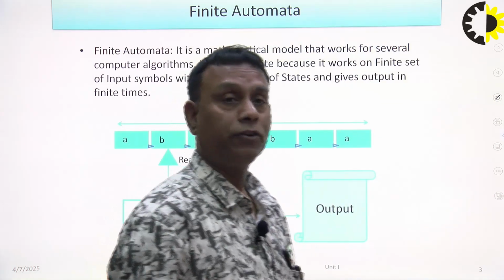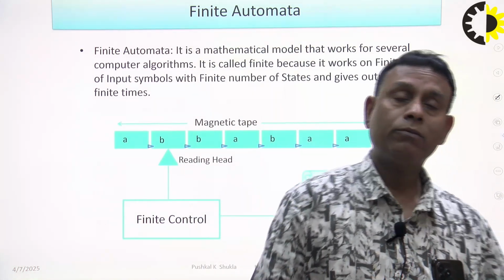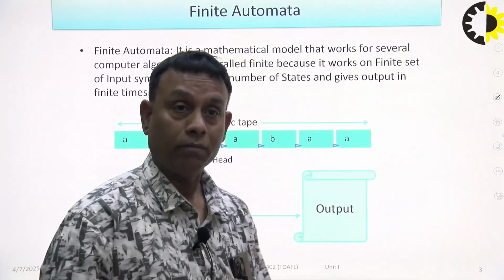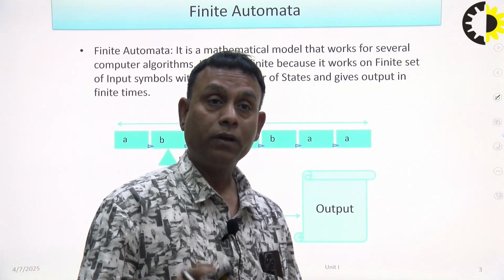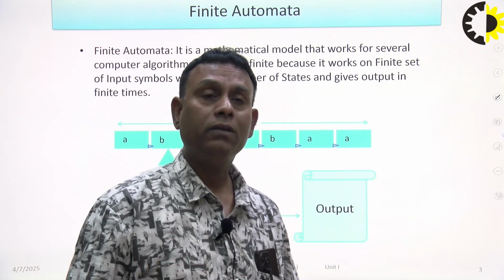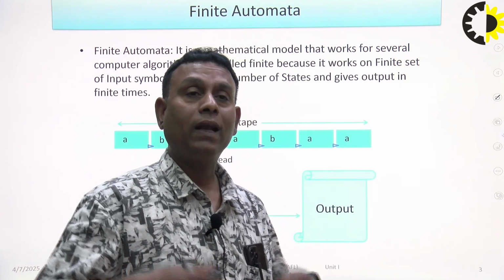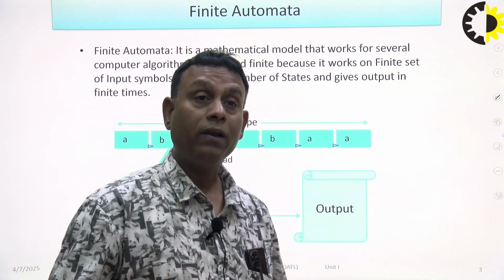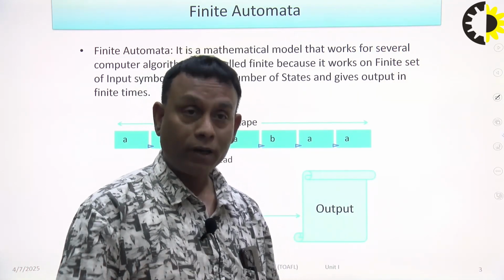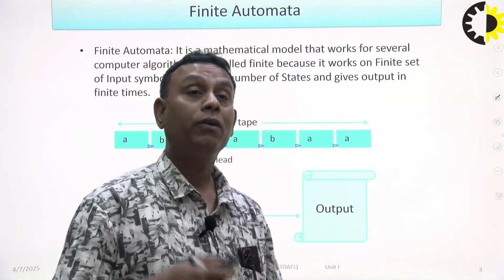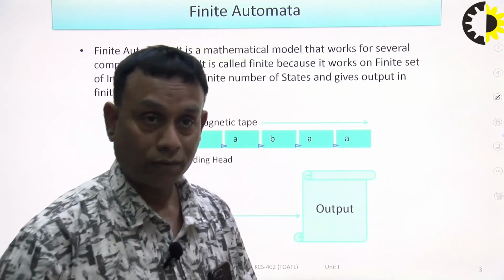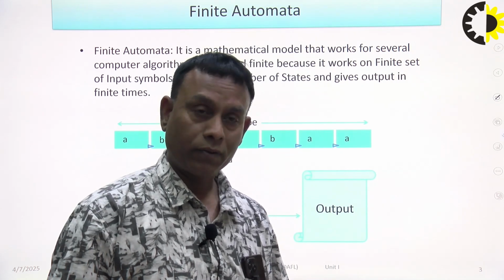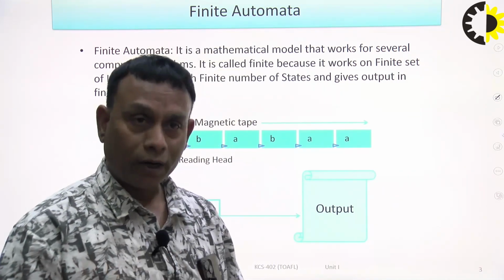Now, what is finite automata? First, we have to understand what is automata. Automata is a machine. It is the plural of automaton. It is a Greek word, and automata means self-acting. So automata is a self-propelled device which takes inputs and provides outputs without the intervention of human beings, just like a vending machine. There is no temporary storage. It only takes inputs and provides outputs.